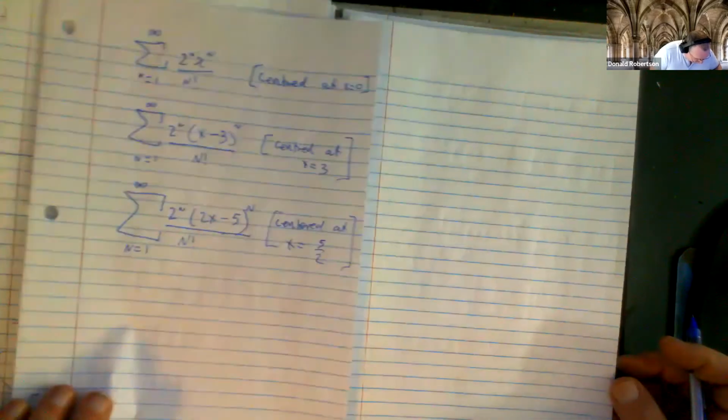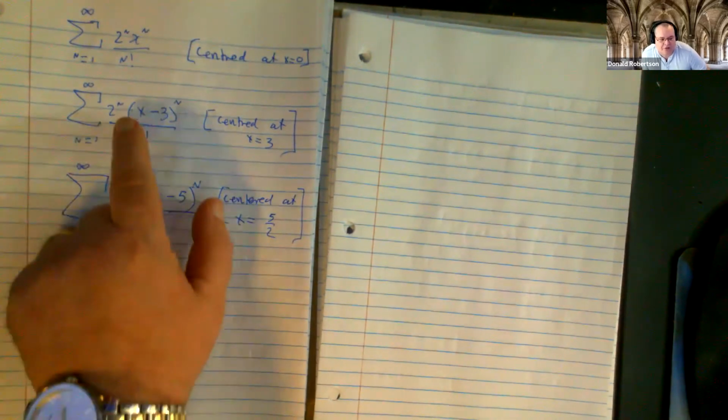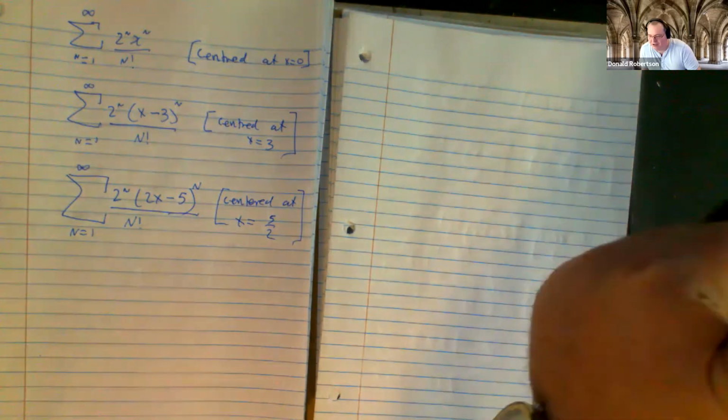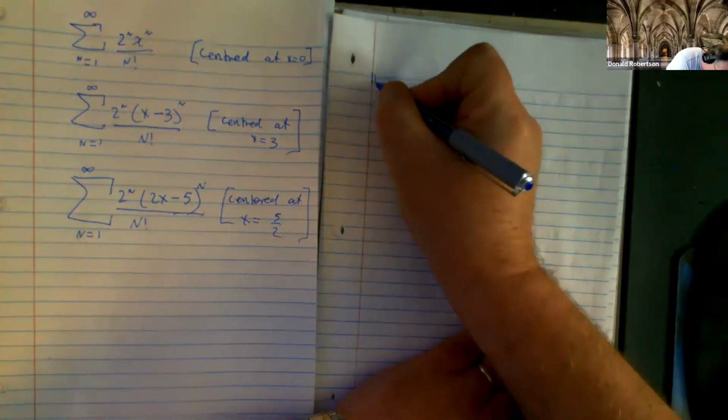So we are now going to be looking at Taylor series, right? Power series that are not centered at 0. And we are going to find the radius and interval of convergence, and we are going to use the ratio test. So in a lot of ways, many of the things are similar.